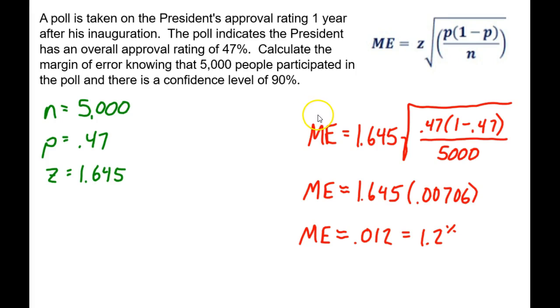Plugging those values in, we get the margin of error equal to 1.645 times the square root of 0.47 times 1 minus 0.47 divided by 5,000. So the margin of error is approximately 1.645 times 0.00706, which simplifies to 0.012 or 1.2%. So 1 year after the president's inauguration, he has an approval rating of 47%. That's based on a survey given to 5,000 people. Knowing the confidence level is 90%, we found the z value, plugged that information in to find the margin of error, which was 1.2%.